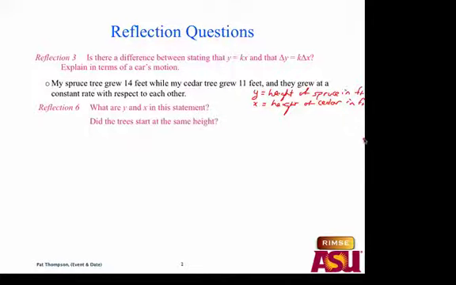Did the trees start at the same height? So this says my spruce tree grew 14 feet while my cedar tree grew 11 feet, and they grew at a constant rate with respect to each other. Did they start at the same height? Someone says no. Anyone say yes? Anyone say something different?